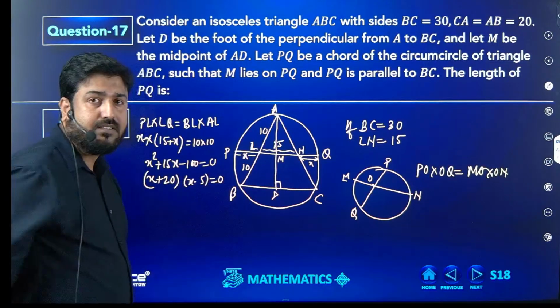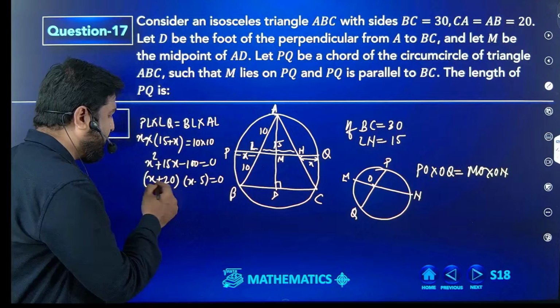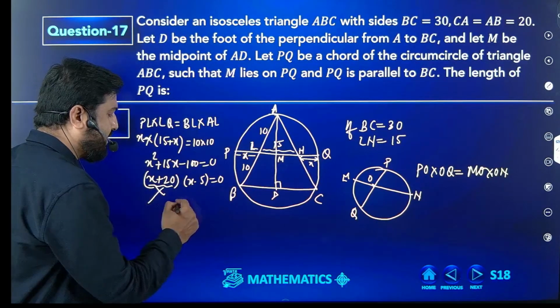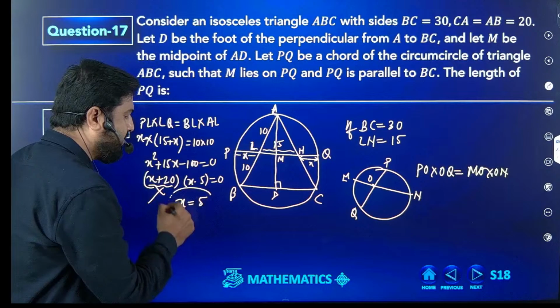So its factor is nothing but (X plus 20)(X minus 5) equals 0. Okay. Now from this, the length X can never be negative, that's why this one is rejected. So the possible value of X is 5.